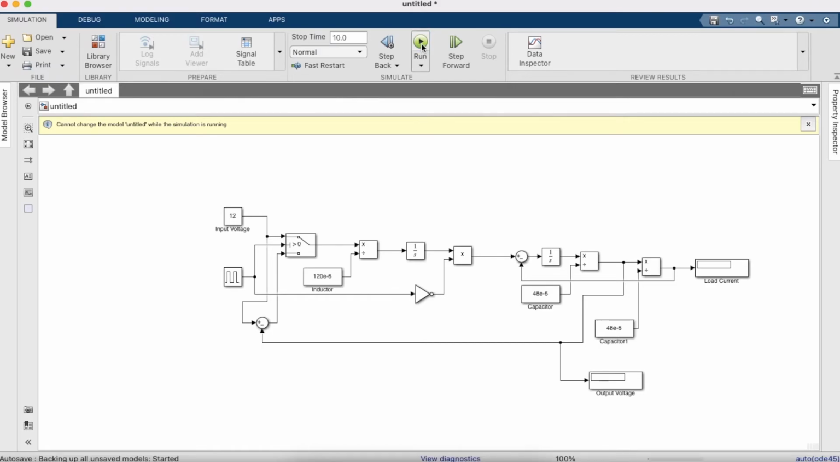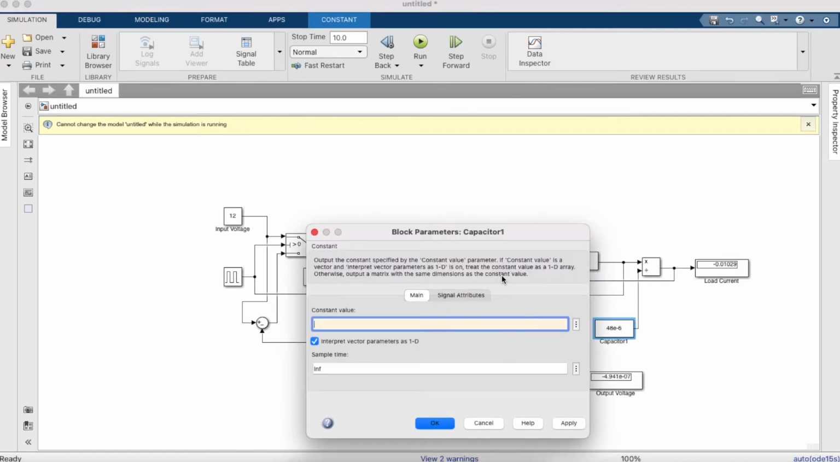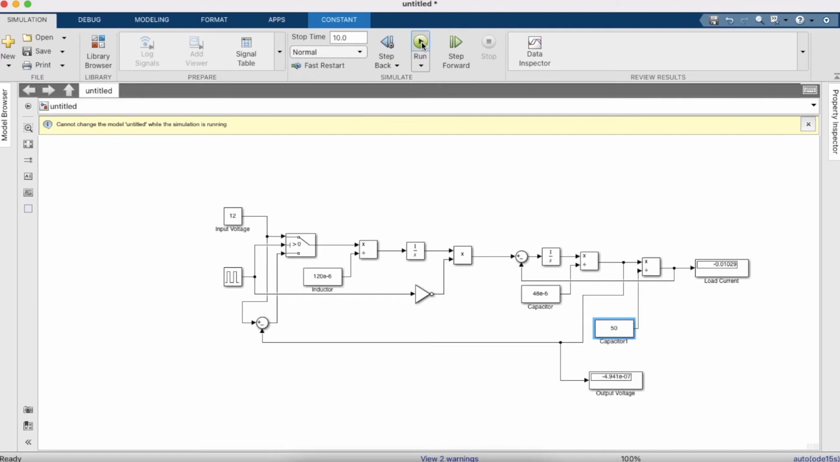So let me just run this. Okay, we're not getting the desired output. The mistake here is that I have not changed the resistance value. So we're taking a resistance of 50 ohms. Yeah, as you can see, the output voltage is 30 volts. If you use the boost converter formula for a duty cycle of 0.6 and an input voltage of 12 volts, you will get around 30 volts. Let's name it load resistance, to avoid any confusion.